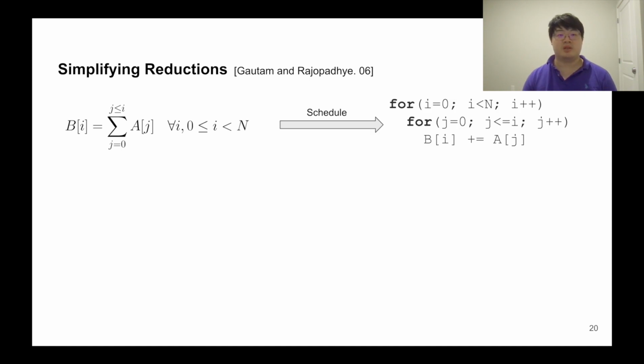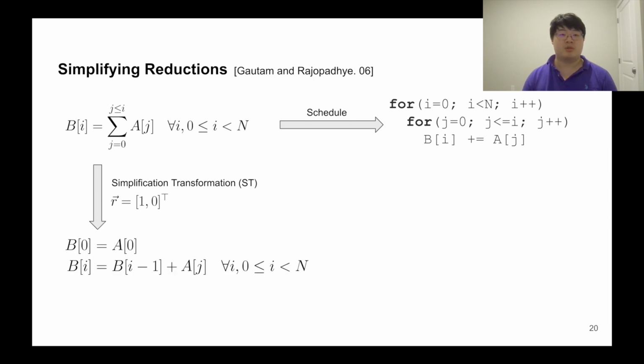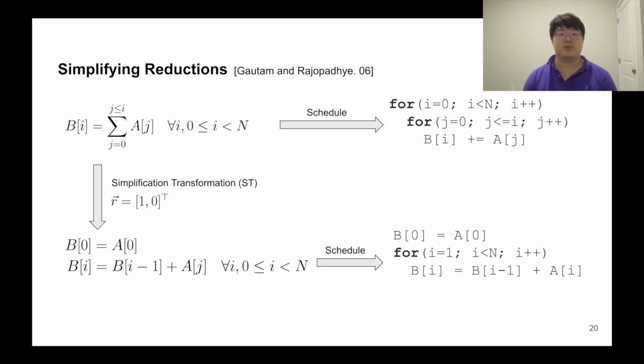We can schedule the reduction and obtain the loop program on the right. The resulting program has a quadratic complexity, as expected. Simplification transformation takes in the reduction and an additional argument called the reuse vector, and it outputs a transformed equational specification. For example, we can feed ST with the reuse vector (1, 0) and get the equational program below. And the program below will have a linear complexity once we schedule it.